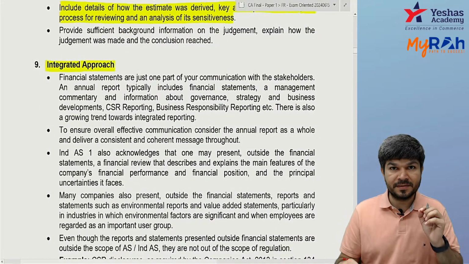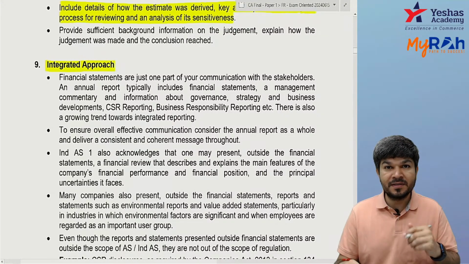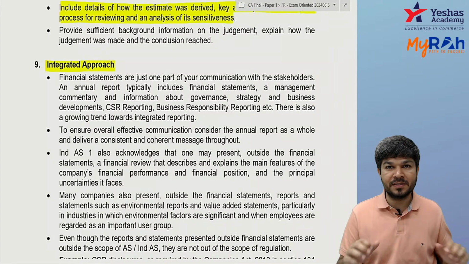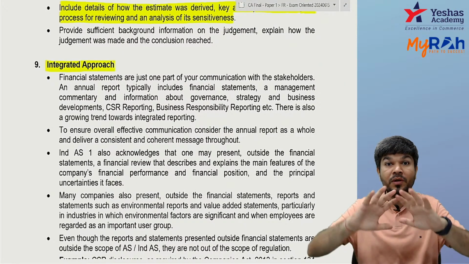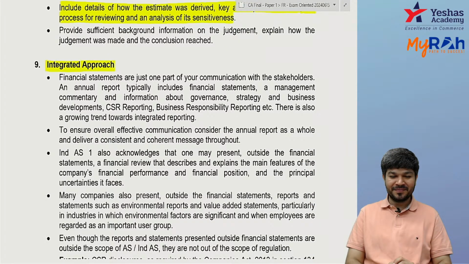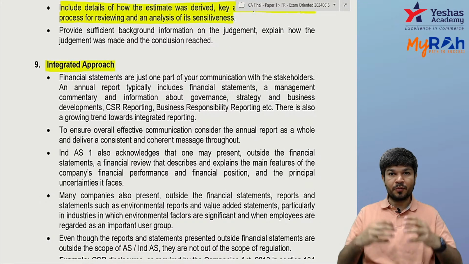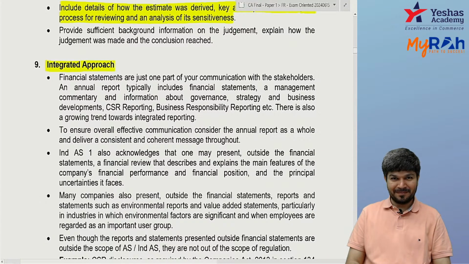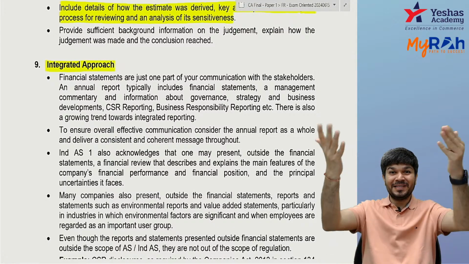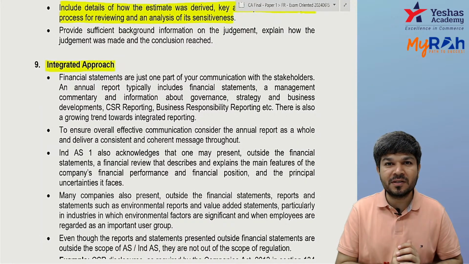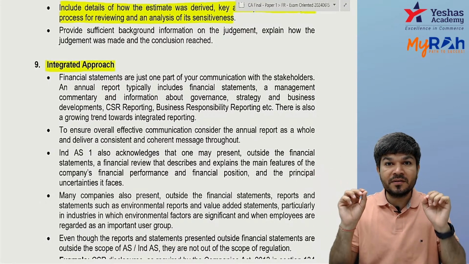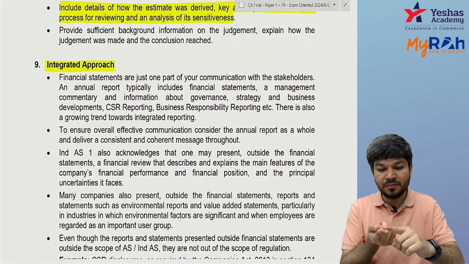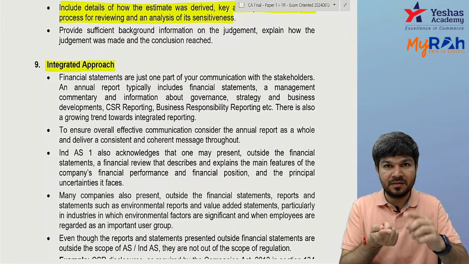Now, in your old syllabus, not the current one, there was a chapter called integrated reporting. Under integrated reporting, we try to report the holistic picture. I repeat, we try to report the holistic picture: where we are, where we want to reach, and how we are going to reach there. The holistic picture is explained, not just the financials. We talk about financials, we talk about the human capital, the employees, etc.